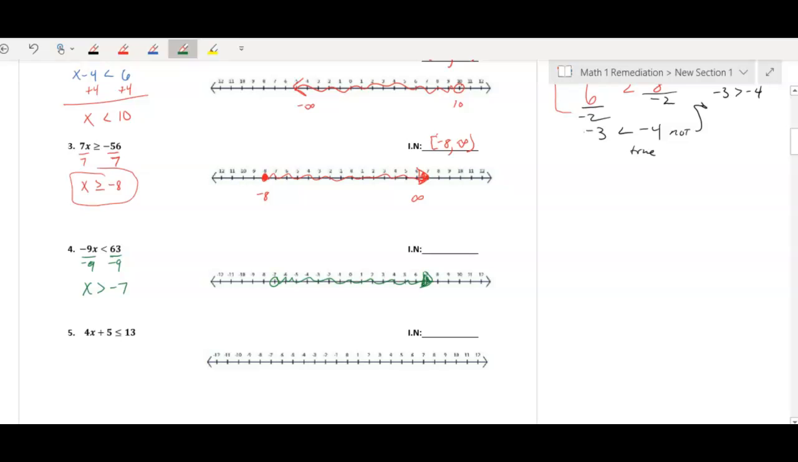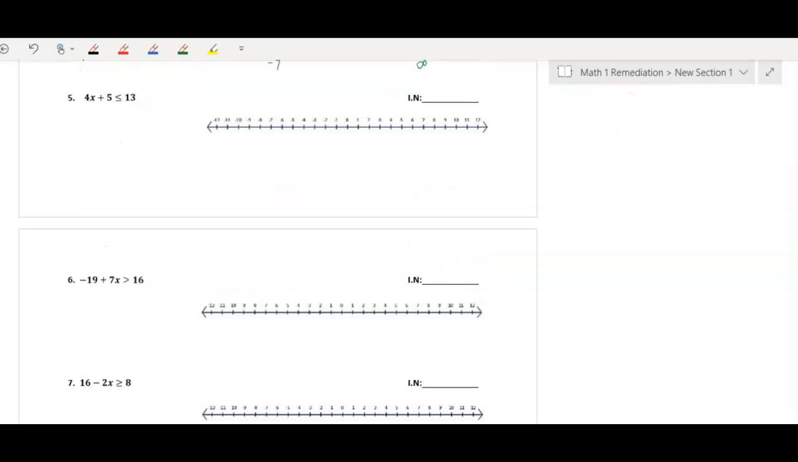Okay, now my lower bound is negative 7. My upper bound is infinity. So I know I'm not including negative 7. So round bracket, negative 7 to infinity, round bracket. Now the next example, right?